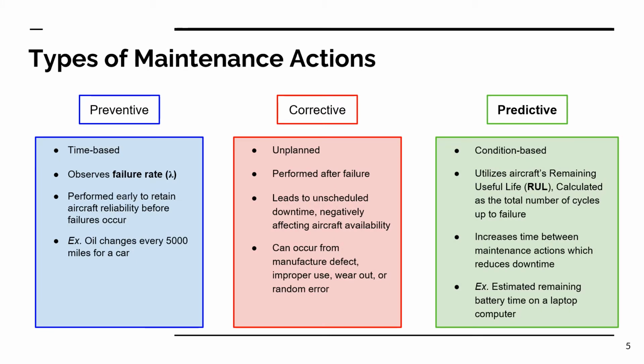Now, there are three main types of maintenance actions. The first one is preventive. This is time-based and uses a reserved failure rate from historical data. It's performed early to retain aircraft reliability before failures occur. Corrective is unplanned, performed after a point of failure, and leads to unscheduled downtime, negatively impacting aircraft availability. This can occur from manufacturer defect, improper use, wear out, or random error. Predictive is condition-based and utilizes an aircraft's remaining useful life, which is calculated as the total number of cycles up to failure. This increases the time between maintenance actions, which reduces downtime.